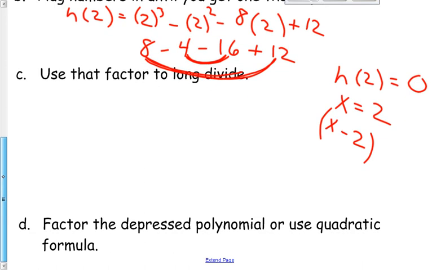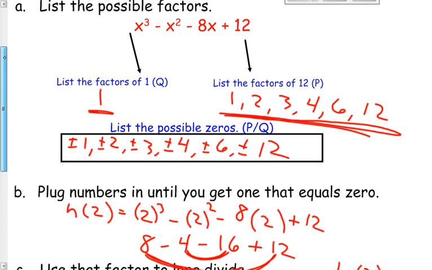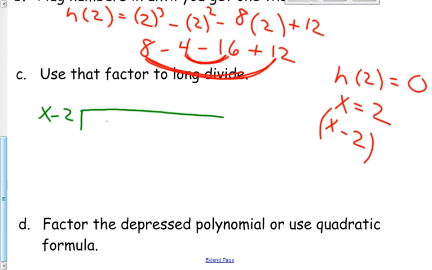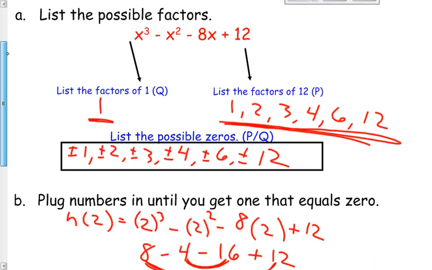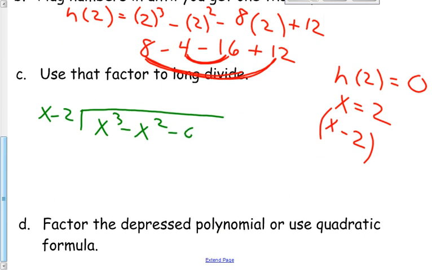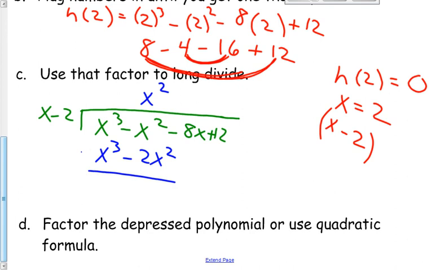So for step letter C, we have to use this factor to long divide. So x minus 2 goes into my polynomial, which is x cubed minus x squared, and then minus 8x plus 12. Okay, so now we're going to long divide this. So we get x times what is x cubed? X squared. Multiply it down. X cubed minus 2x squared. Take the opposite. Change the signs on both of them so we get a positive x squared.